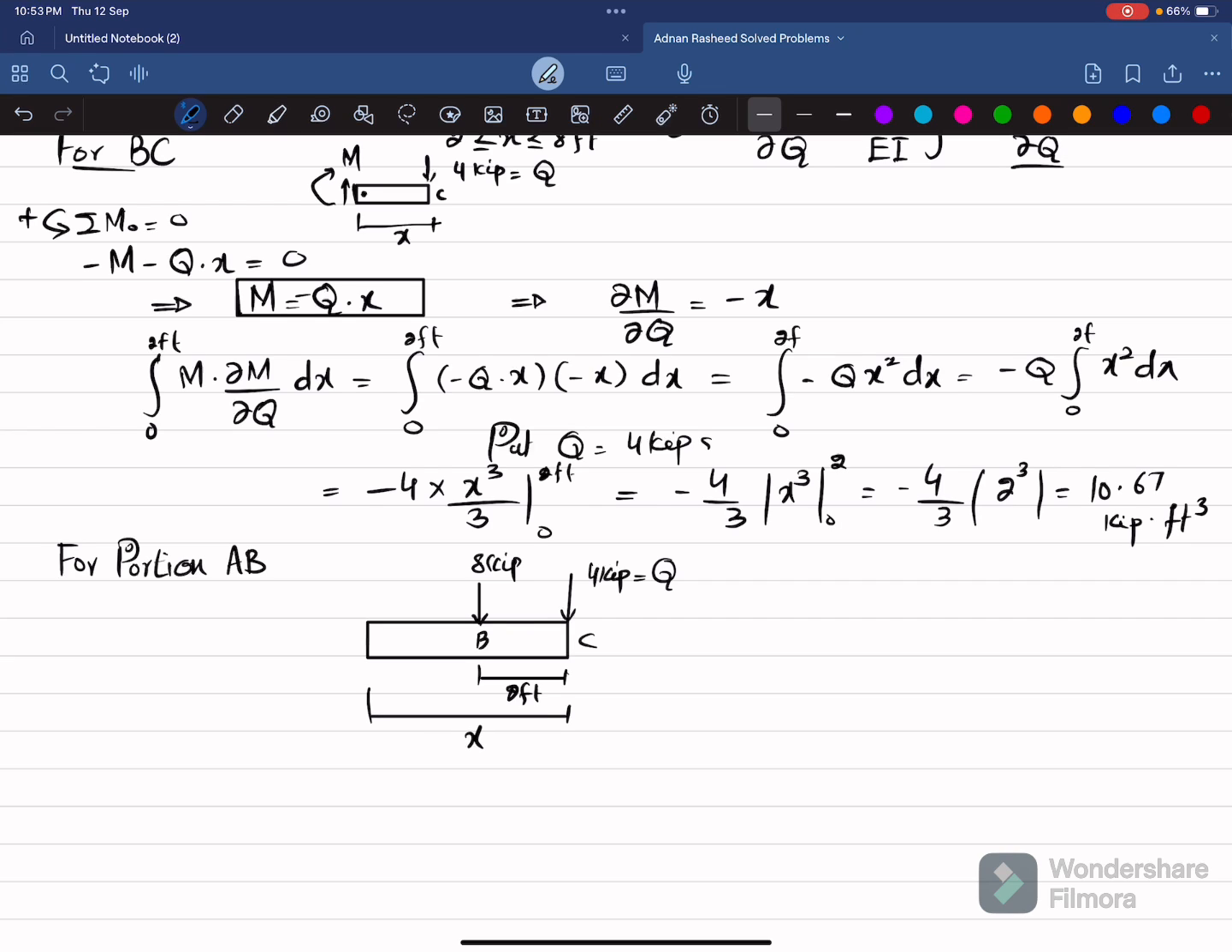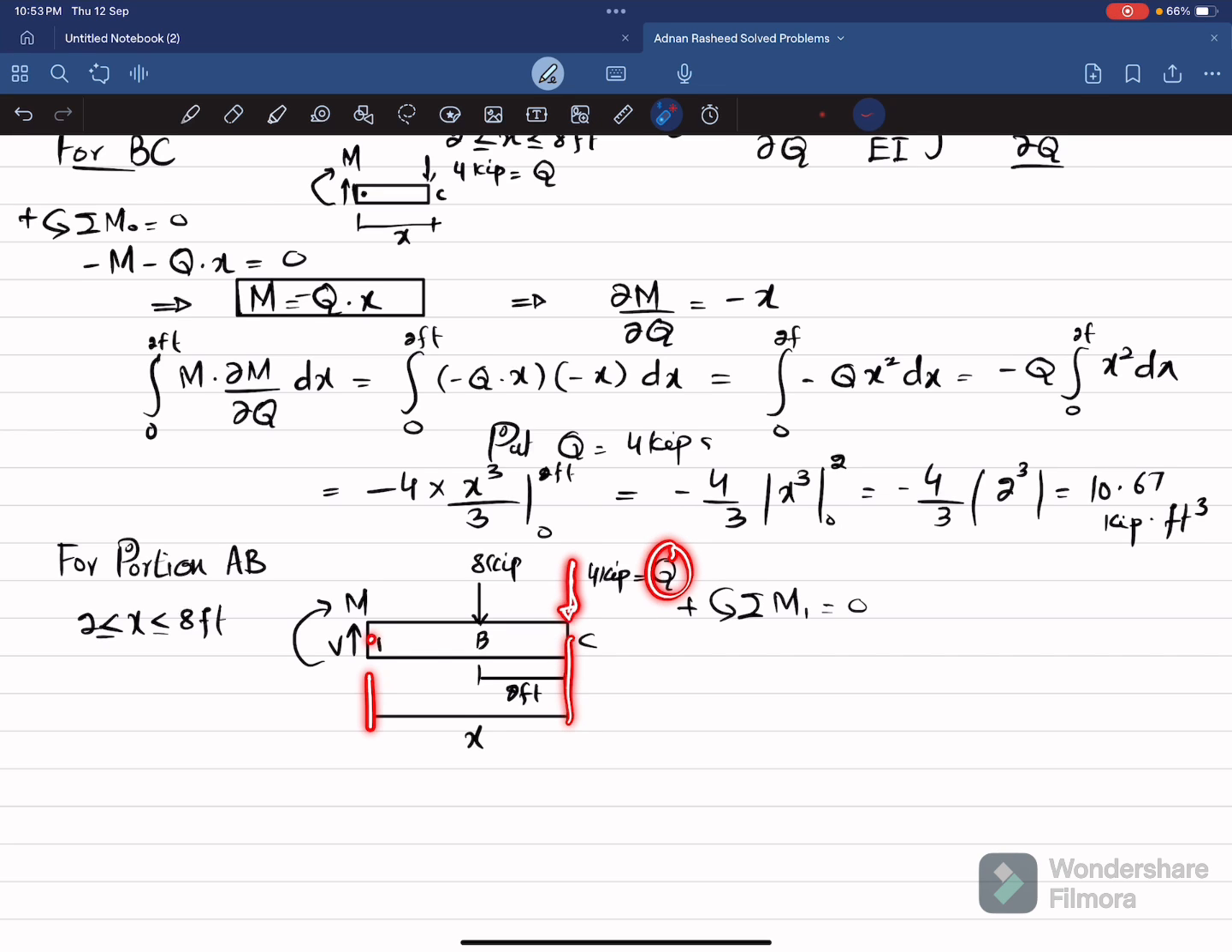X is a variable, clear. So when you cut it, you will have a shear force V and a moment. And x is greater than or equal to 2 feet and less than or equal to 8 feet. Now we will find this moment equation by using the sum of all moments about point 1 equal to 0, taking the counterclockwise moment as positive. So you can see about point 1, the moment is Q into the perpendicular distance x. This is clockwise, so it will be negative.